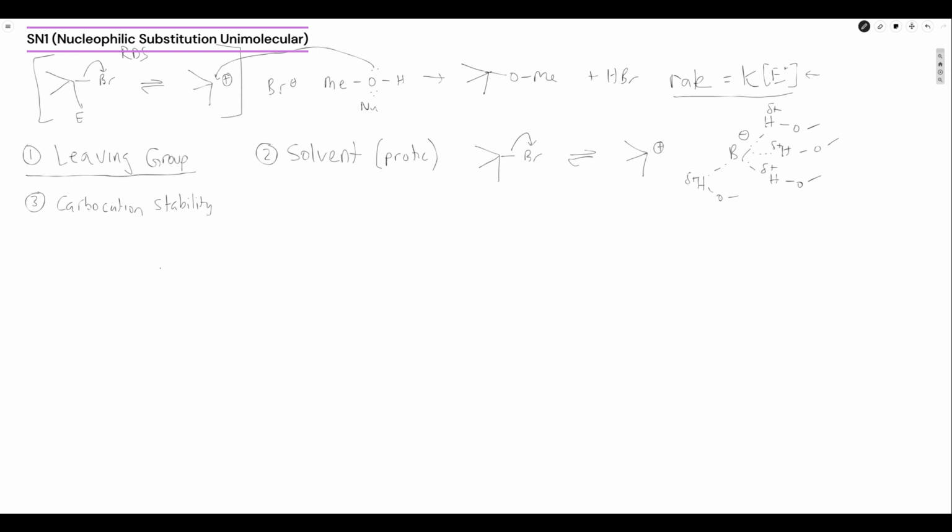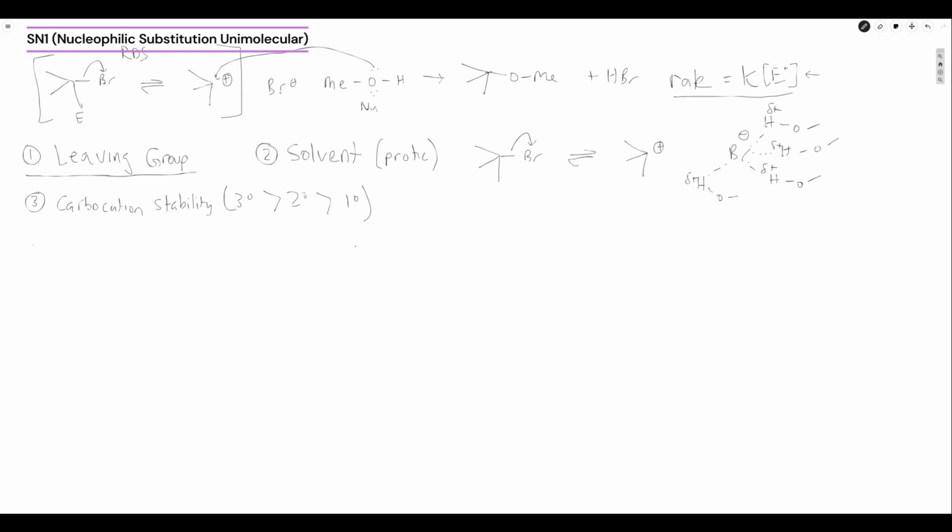And this is by far the most important consideration. I just wanted to bring up 1 and 2 to conserve some room on the slide, because carbocation stability is definitely the single most important consideration here. And what this amounts to is tertiary electrophiles react far and away better than secondary, much better than primary. And it's the exact opposite order that we see in SN2 reactions.